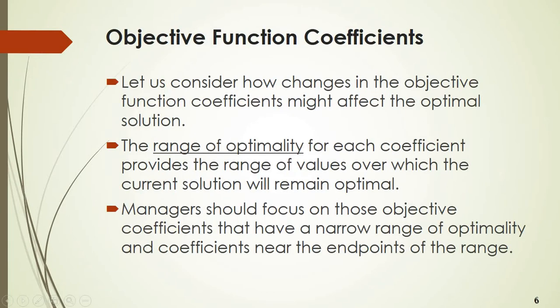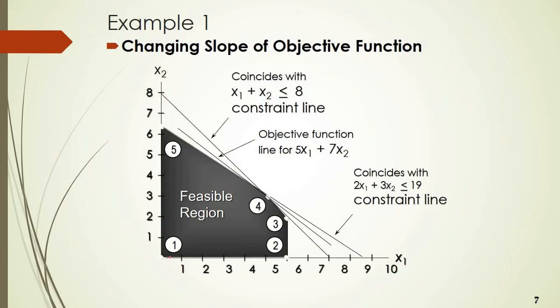The objective function coefficient. Let us consider how changes in the objective function coefficients might affect the optimal solution. The range of optimality for each coefficient provides the range of values over which the current solution will remain optimal. Managers should focus on those objective coefficients that have a narrow range of optimality and coefficients near the endpoints of the range. If you could recall, this is the graphical solution of our LP formulation.